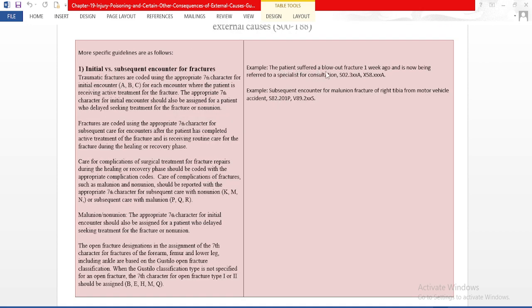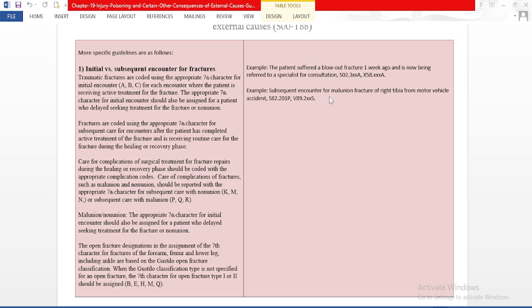The patient suffered a blowout fracture 1 week ago and is now being referred to a specialist for consultation. Here we have coded seventh character A only, as initial encounter. This means the patient had the fracture 1 week ago, but did not seek medical intervention before coming to this consultation. So we have coded A as an initial encounter or active treatment.